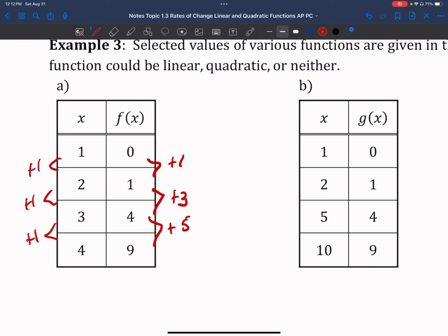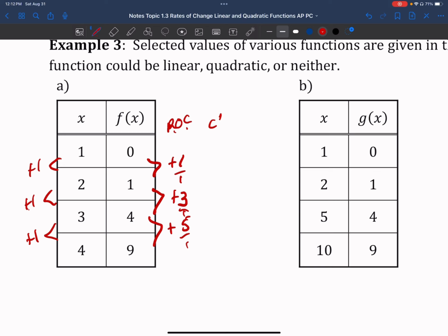I know that it is not a linear function, because if I look at the rate of change, they are all different. I can divide them by 1 if I want to, but it doesn't really matter because they are the same numbers. This simplifies to 1, the second one simplifies to 3, and the third one simplifies to 5.